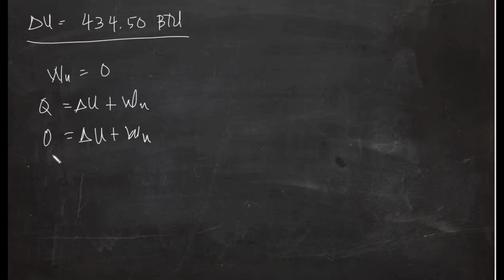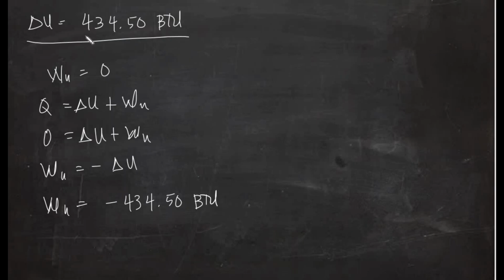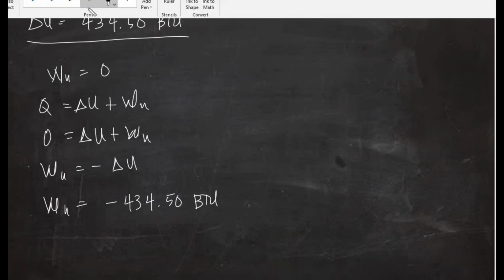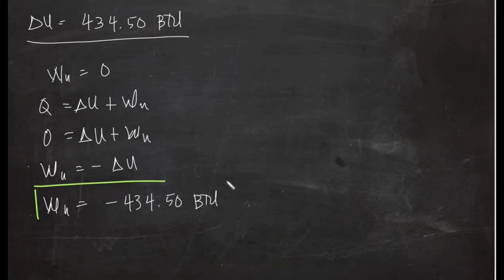So we can substitute Q by 0, and therefore our non-flow work would be equal to negative delta U. So our non-flow work is now equal to negative 434.5 BTU.